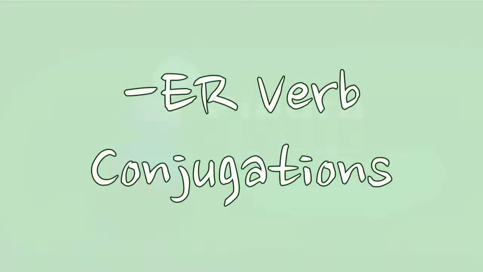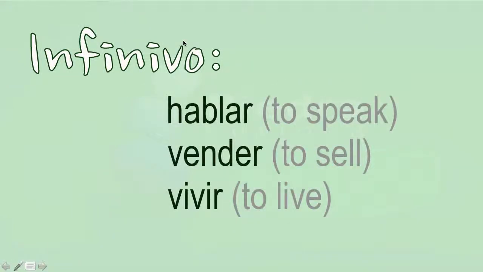Today we're going to learn how to conjugate verbs that end in ER. In the last video, we learned that there are three different types of infinitive verbs. Those are AR verbs, like hablar, ER verbs, like vender, and IR verbs, like vivir.